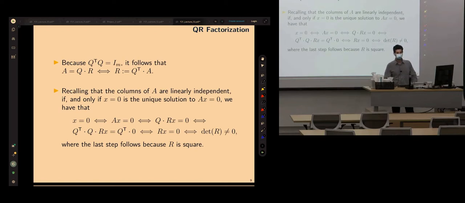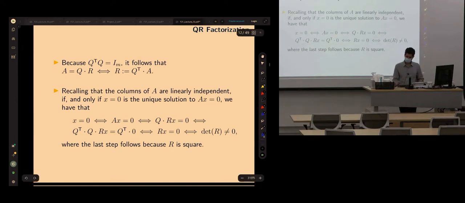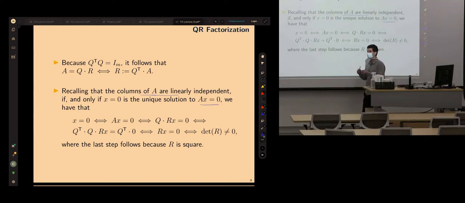Now, let's relate it to what we had before. We said the columns of A are linearly independent if and only if the system of linear equations Ax equals 0 has a unique solution. And a condition for that was, if it's square, the determinant shouldn't be 0. If it's rectangular, a tall matrix, the determinant of A transpose A shouldn't be 0. And we talked about that.